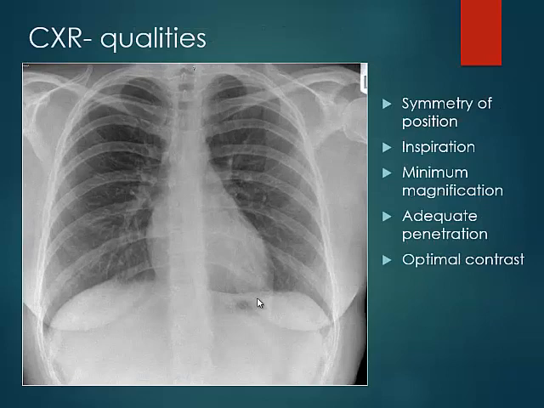So the radiologist here would know what we are looking for in terms of quality of a good chest X-ray. Symmetry of the chest, the patient's position. The X-ray should be taken in a good inspiratory effort. Minimum magnification of the heart size, and that's usually done by a posteroanterior PA view of the X-ray when the X-ray is taken in the department. You can have a portable X-ray, obviously, which could be an anteroposterior view. There should be adequate penetration of the chest in the X-ray and optimal contrast between the different structures. So those are the qualities of a good quality X-ray.